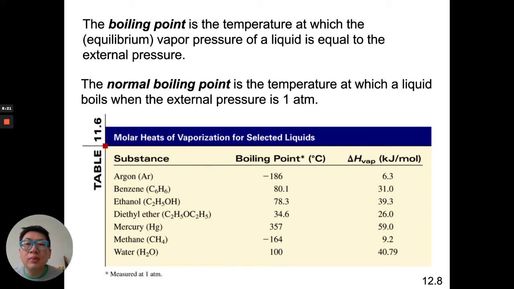Okay, but normal boiling temperature is the temperature at which a liquid boils at 1 atmosphere. Boiling temperature, or boiling point, is the temperature at which the equilibrium vapor pressure is equal to the outside or external pressure.